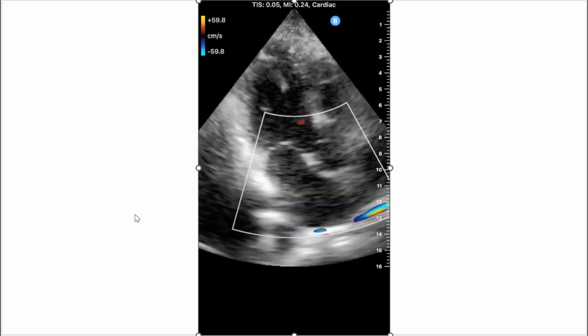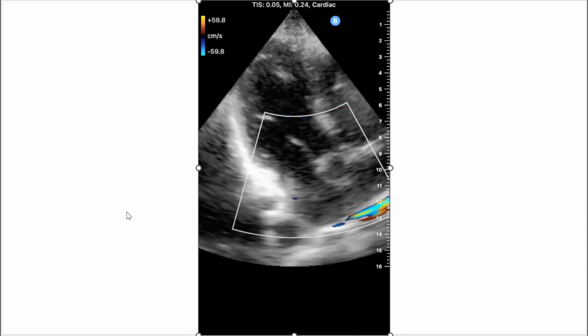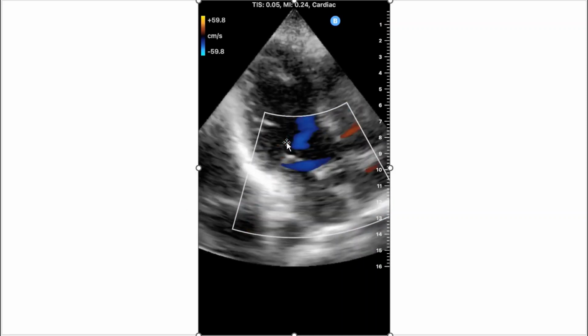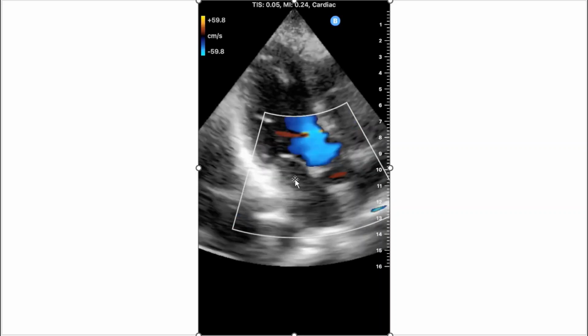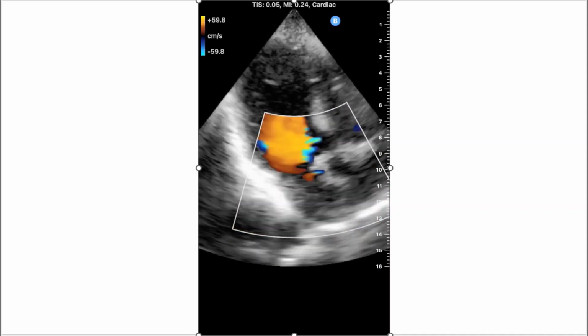This is a normal heart with normal valves, so it doesn't indicate any mitral regurgitation or aortic regurgitation, as there is no color change. You can see that there's no blue going across the mitral valve, and there's no red going across the aortic valve.